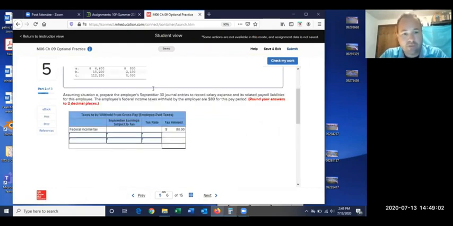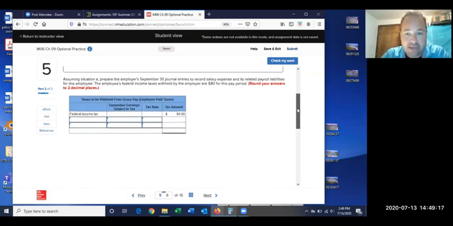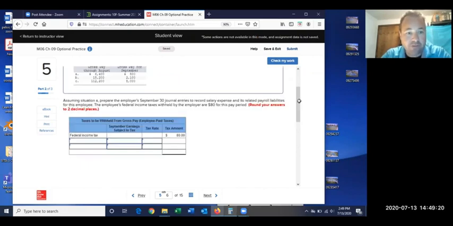For this one, they're going to have us put it in again, which is fine. Assuming situation A, employee A, prepare the employer's September 3rd journal entries to record salary expense and its recorded payroll liabilities. So they're basically having us do the same thing as before. We're figuring out how much they owe. Like I said they would in my lecture examples, they're telling us the federal amount that's coming out, $80. They just go ahead and give it to us.